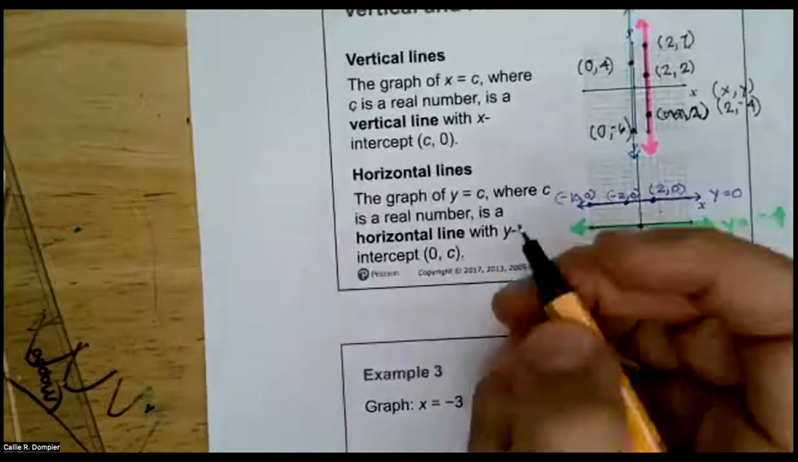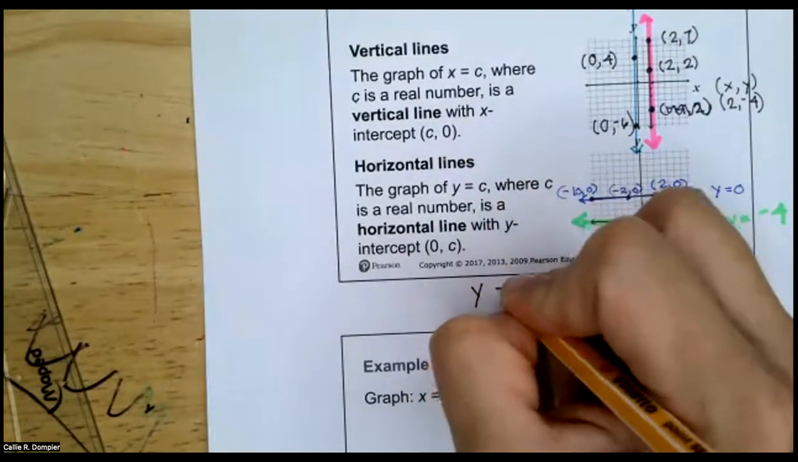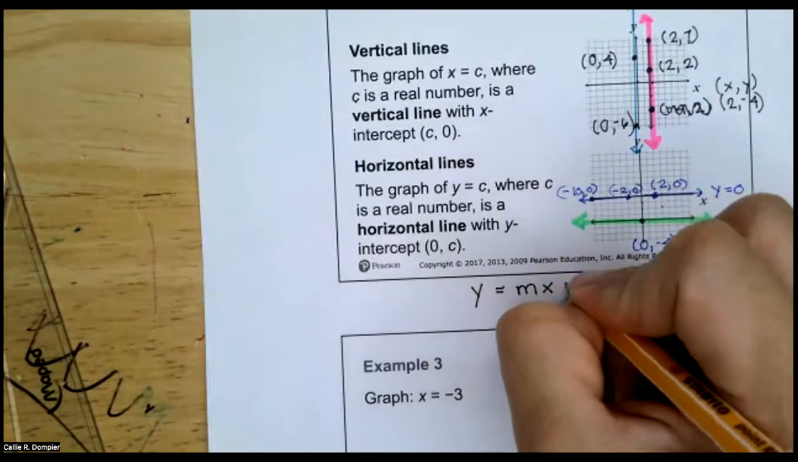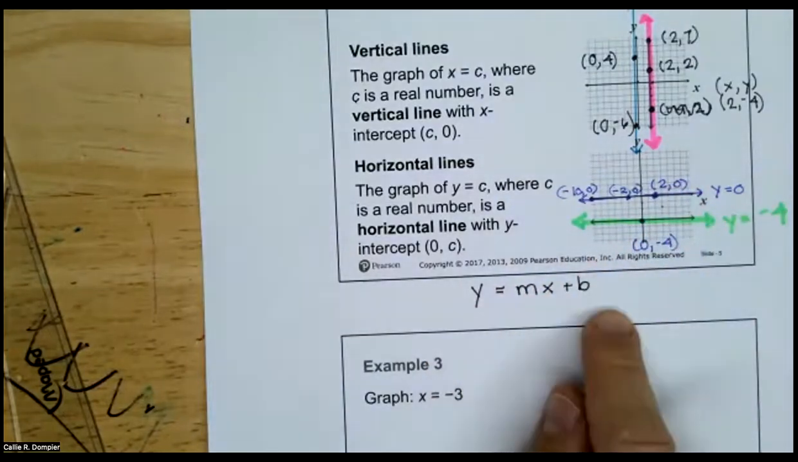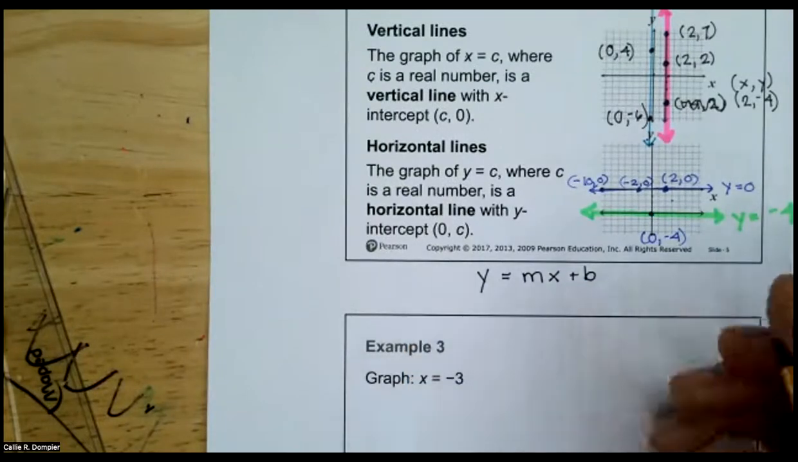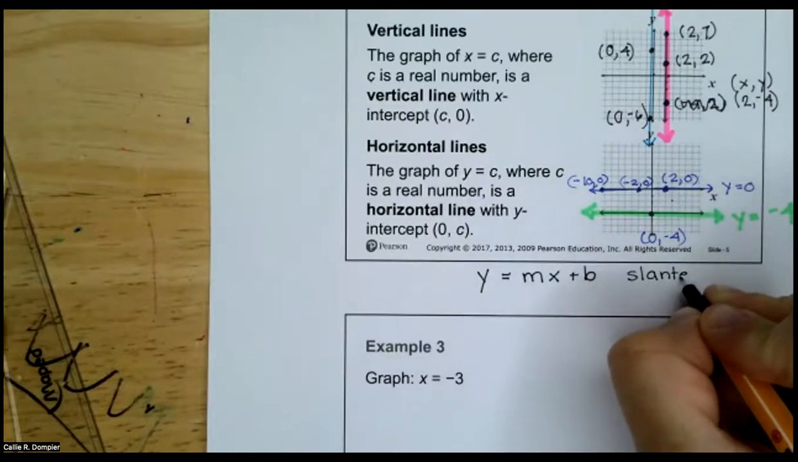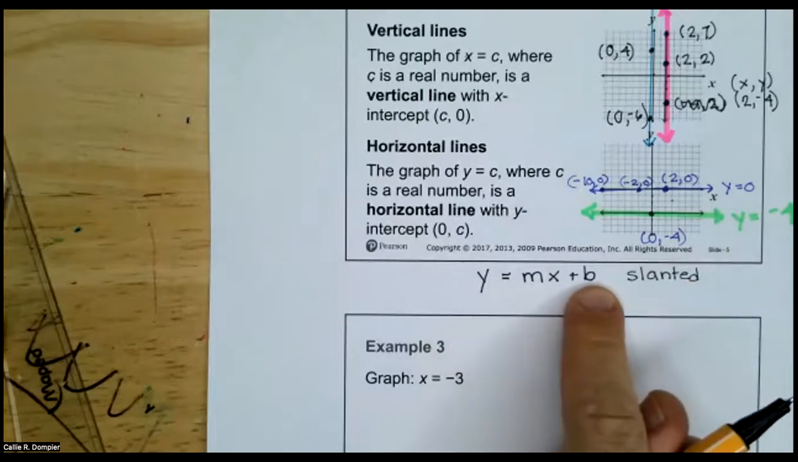Sorry, just to add more, y equals mx plus b. Don't worry about what m and b are. M is your slope and b is your constant or your y-intercept. This is going to be a slanted line. It's going to be slanted in some way if it contains x and y.